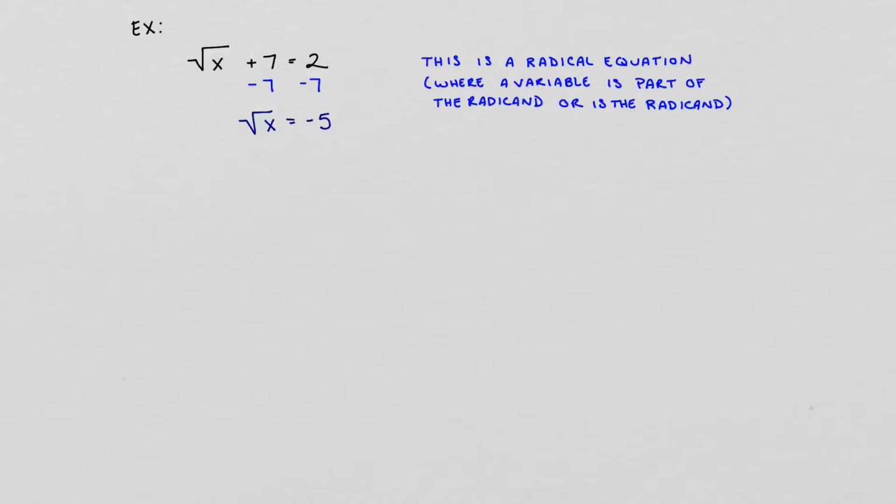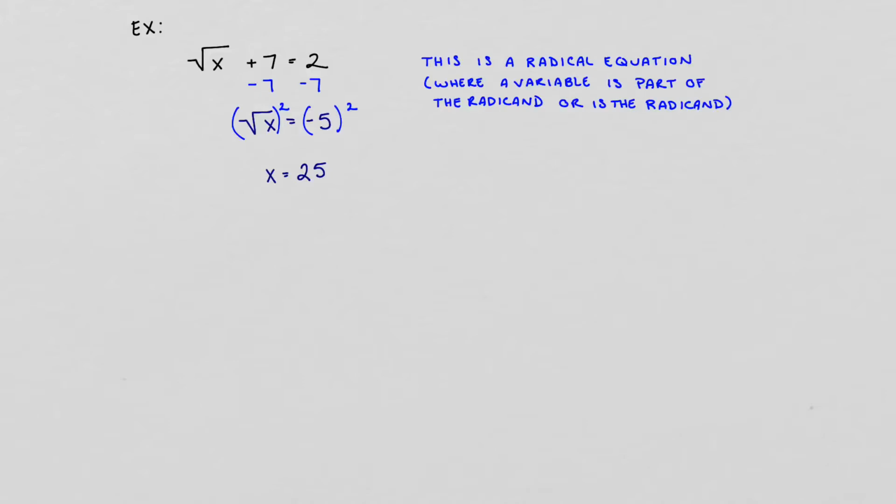The next thing we need to do is apply the principle of powers. If I'm working with a square root, then I can undo the square root by squaring both sides. Because I'm working with an equation, what I do to one side of the equation, I must do to the other. This is going to leave me with x is equal to a positive 25.